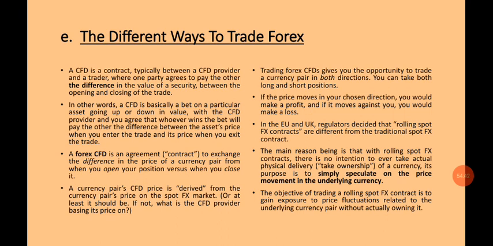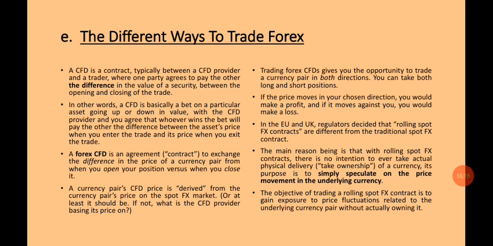A CFD is a contract typically between a CFD provider and a trader, where one party agrees to pay the other the difference in the value of a security between the opening and closing of the trade. In other words, a CFD is basically a bet on a particular asset going up or down in value, with the CFD provider and you agreeing that whoever wins the bet will pay the difference between the asset's price when you enter the trade and its price when you exit the trade.